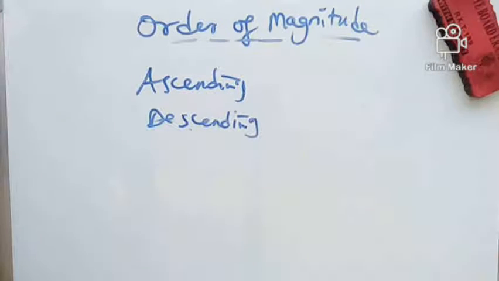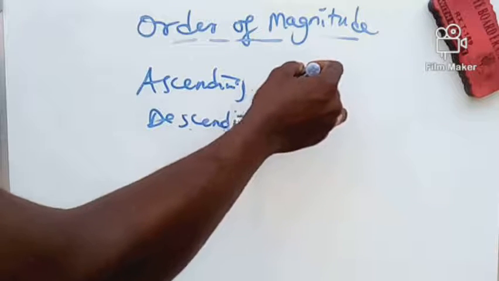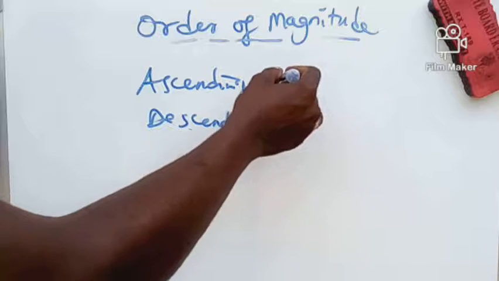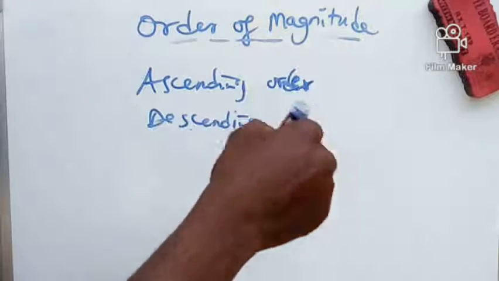How can you arrange fractions in ascending and descending order? Now, what is ascending order? Ascending, as the name implies, means increasing. If I want to arrange numbers in ascending order, I will start from the lowest number to the highest number.